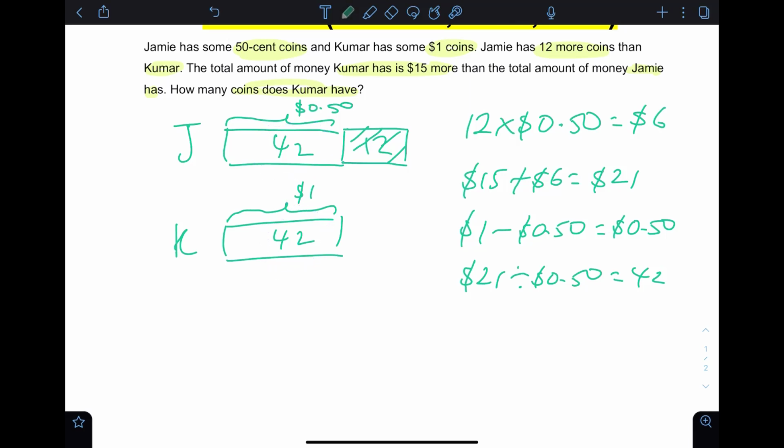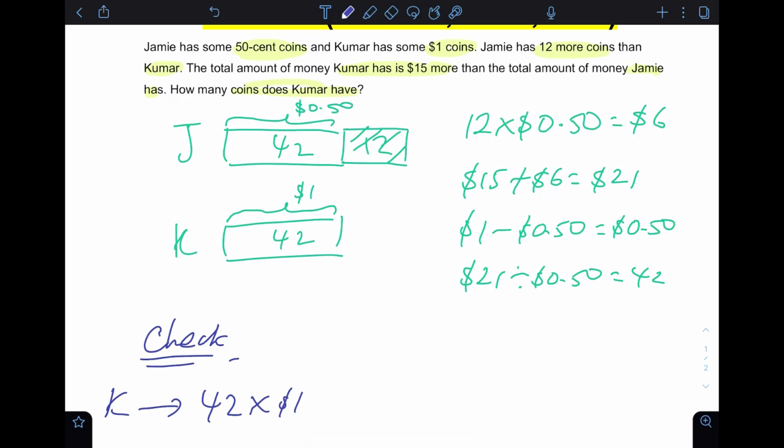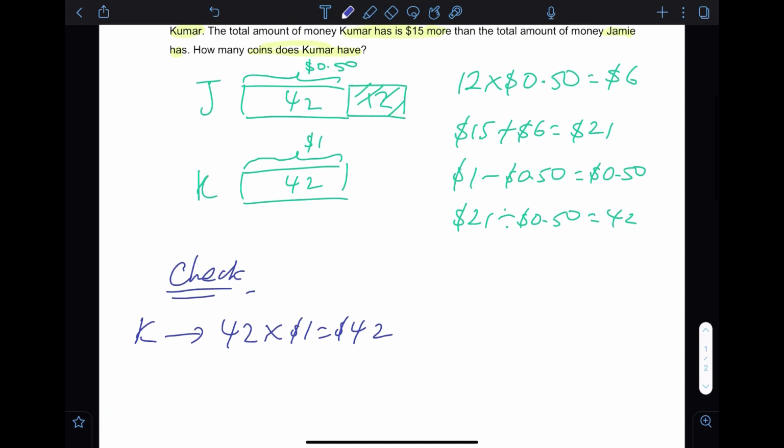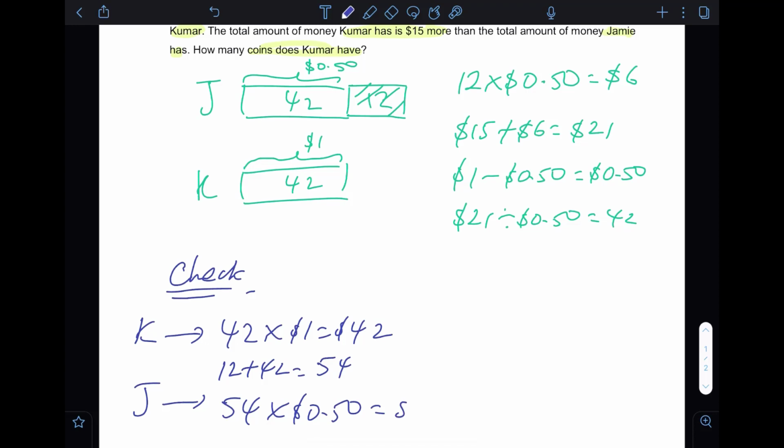Now let's try and do some checks here. So what's the total amount of money that Kumar has? With 42 coins, it will be 42 times $1. That will be $42. How about for Jamie? Now for Jamie, earlier on we took away the 12, so actually she has that 12 plus 42. 12 plus 42, that is 54 coins. 54 times 50 cents. That will give you $27.